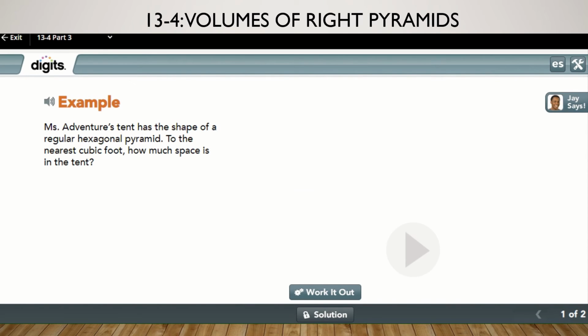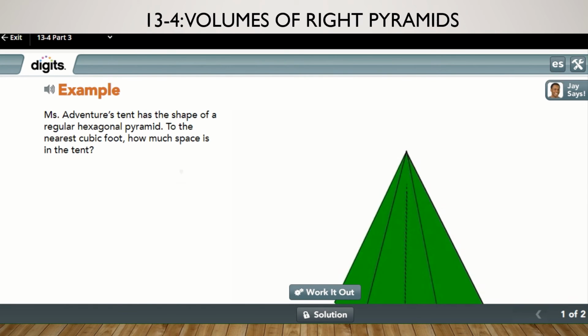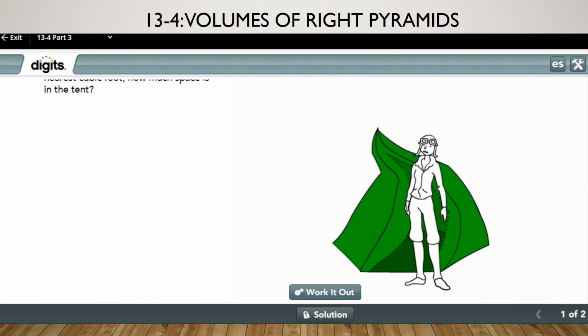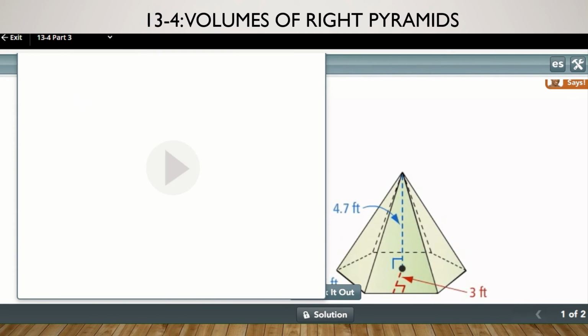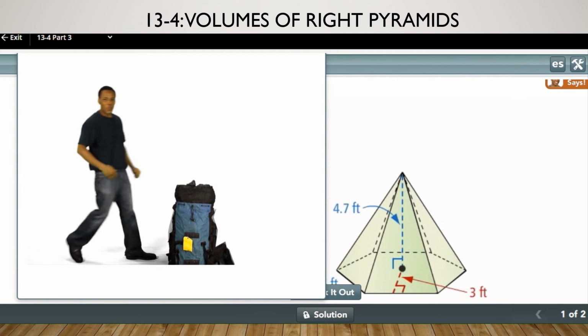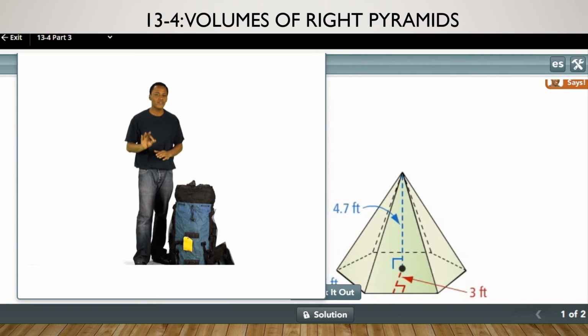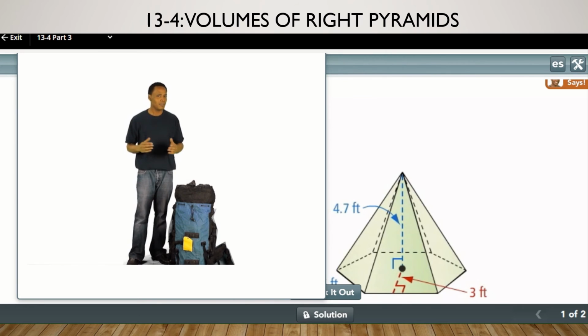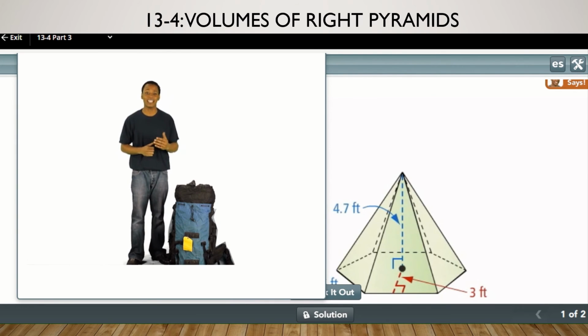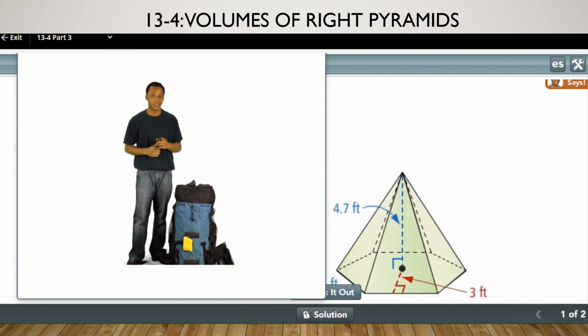Part 3, example. Misadventure's tent has the shape of a regular hexagonal pyramid. To the nearest cubic foot, how much space is in the tent? Which is bigger, a tent that's 3 feet on a side or one that's 3.5 feet on a side? You can't be sure unless you also take the tent's height into account. Finding the volume lets you do that.